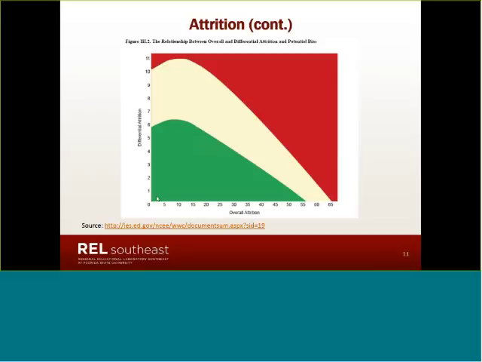Again, the choice of boundary is specified in the review protocol. So if the review team leadership believes that the liberal assumptions are appropriate for the area, a study that falls in this yellow area is treated as if it were in the low attrition green area. But if the review team leadership believes that the conservative assumptions are appropriate, then a study that falls in this range is treated as if it was high attrition, or in other words, in the red area.